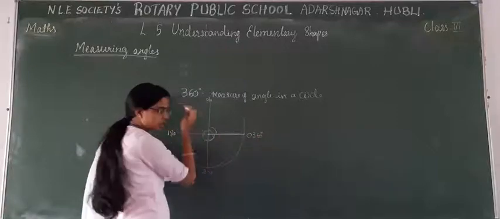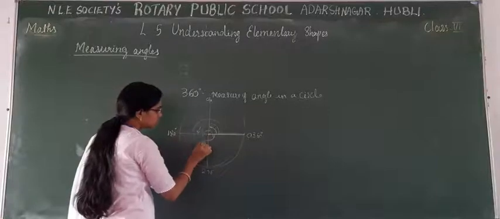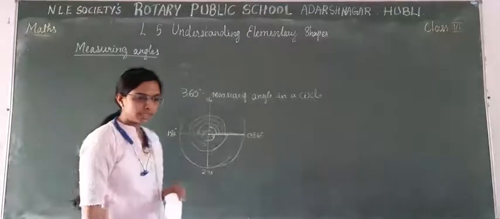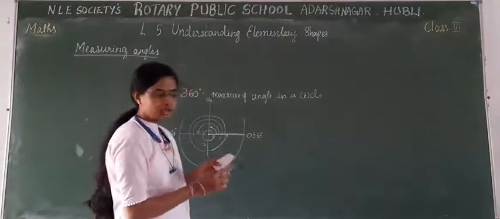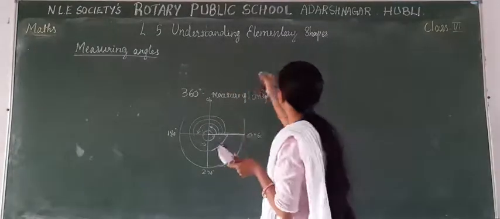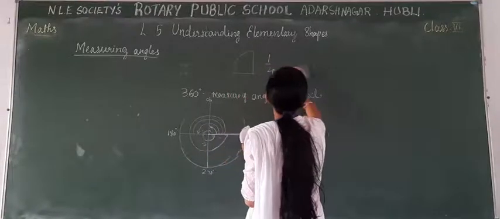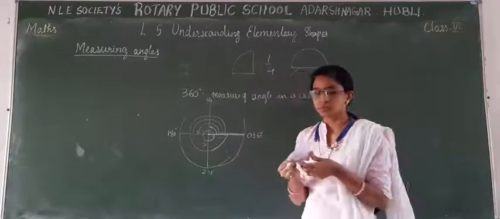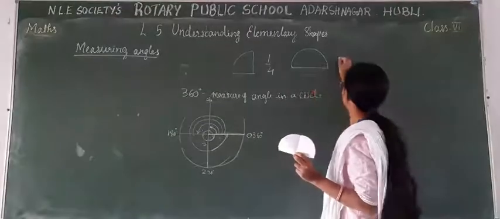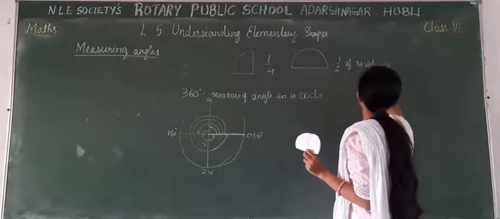From here, 90, 180, 270, and one complete rotation is 360 degrees. And this part is 1/4 of a circle, 1/4 of a revolution. And when you consider this half part, this is half of the circle or half of the revolution.